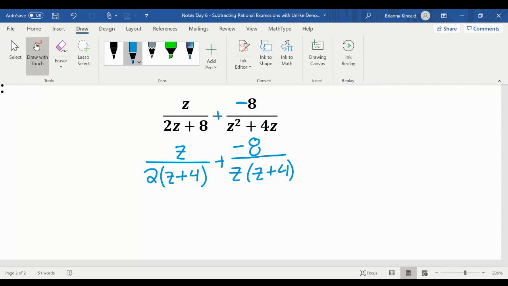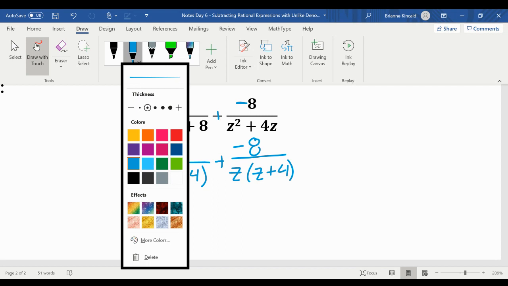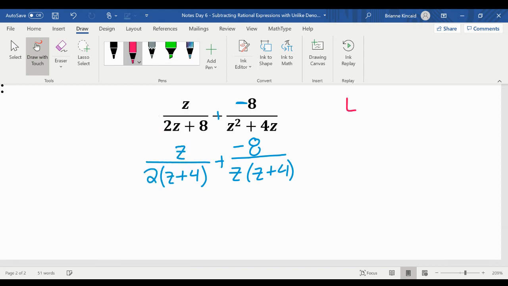So for determining what my LCD is, I'm looking at coefficients first. This one has a 2. This one doesn't have one, so it's technically a 1, so that's a 2. I'm going to account for that. I also have a z out in front, which means my LCD also needs a z. And both have a z plus 4. My LCD needs a z plus 4.